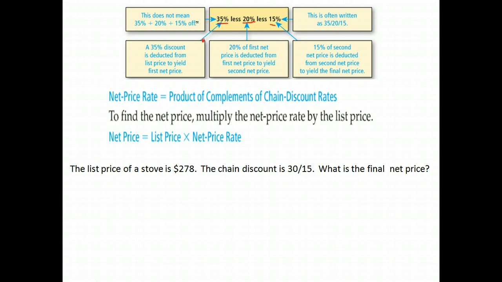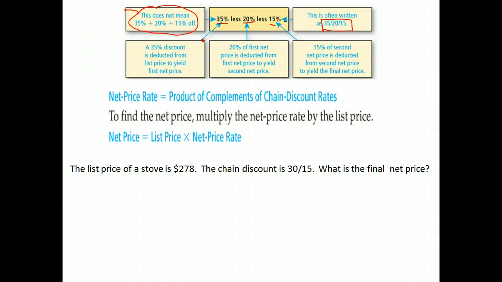Now, notice when you do these, it does not mean 35% plus 20% plus 15%. That is not how it works. It's multiplication. You may also see the chain of discounts written with dashes, 35, 20, 15. So first 15% off, 20% off of that, and 35% off of that.